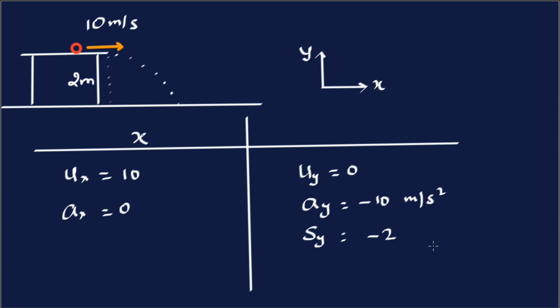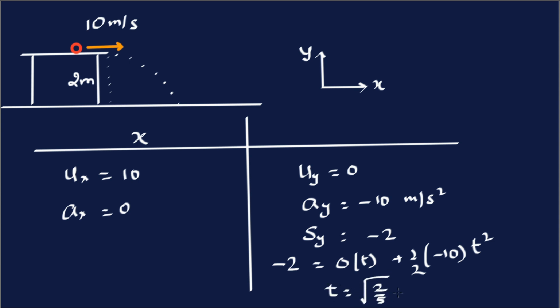So we can find the time of travel from this equation. S is equal to ut plus half a t squared. So minus 2 is equal to minus 5t squared. So time of travel t is equal to root of 2 by 5 seconds.